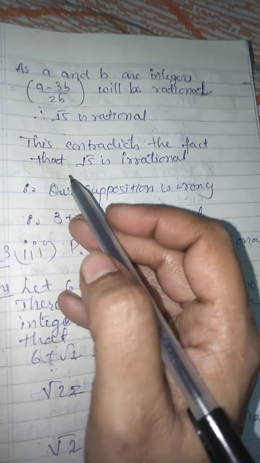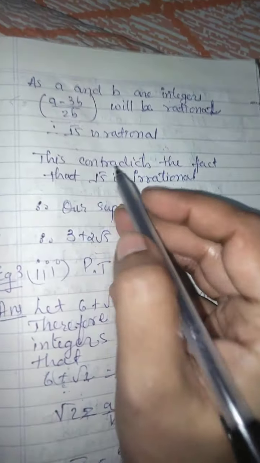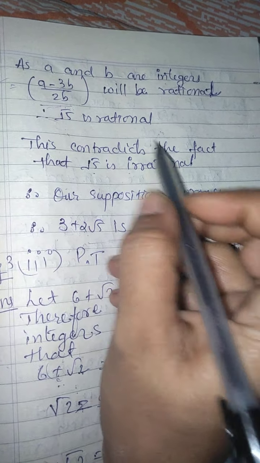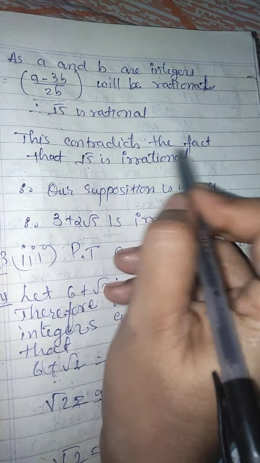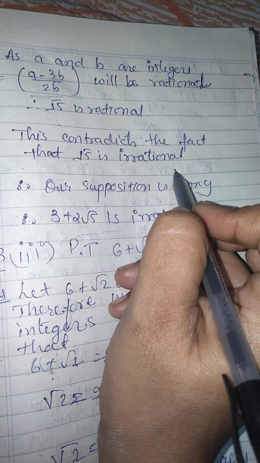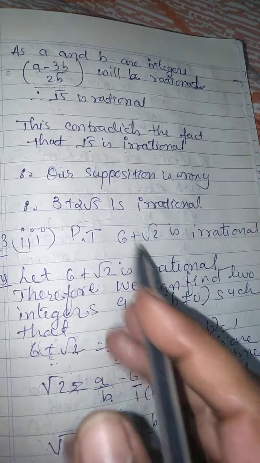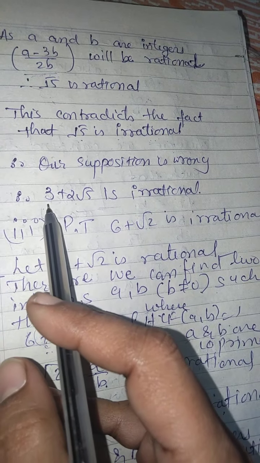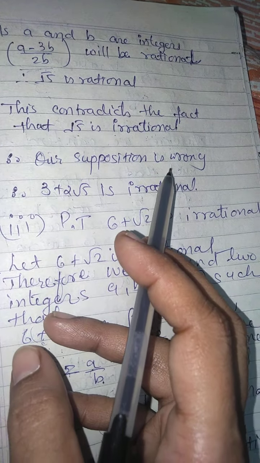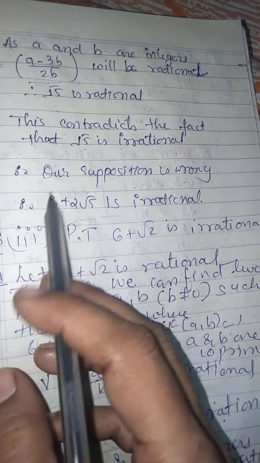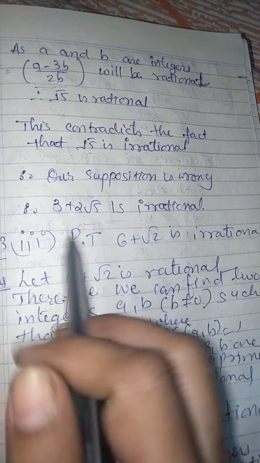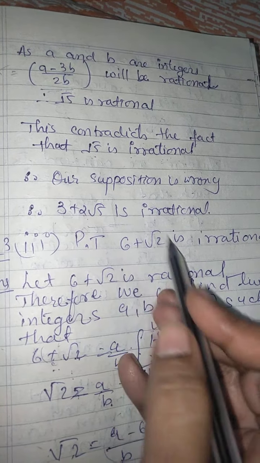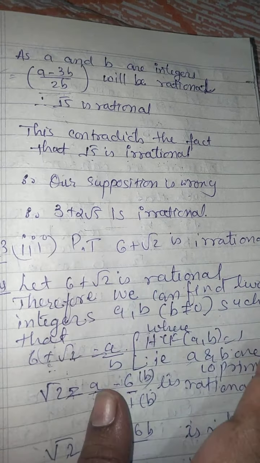But in the last sum we proved that root 5 is irrational. The fact given is that root 5 is irrational and we are getting it rational, which contradicts the fact that root 5 is irrational. That means whatever we had supposed was wrong. We had supposed that 3 plus 2 root 5 is rational. That was wrong. That means 3 plus 2 root 5 is irrational. Now example number 3 is the same as this sum, so you can do it on your own.